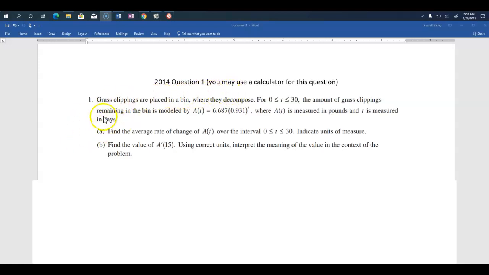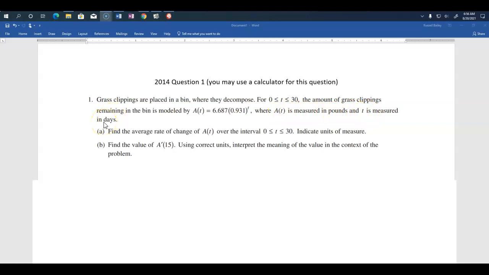Like I said, every problem that I show you how to do on here, I'm giving you a worksheet with a similar problem for you to do, so that you can apply what you've learned here to another problem. So here we go. It says grass clippings are placed in a bin where they are decomposing. For t between 0 and 30, the amount of grass clippings remaining in the bin is modeled by this function here, where A of t is measured in pounds and t is measured in days.